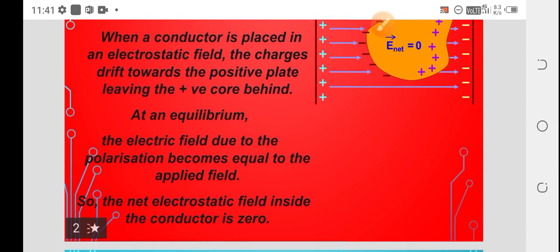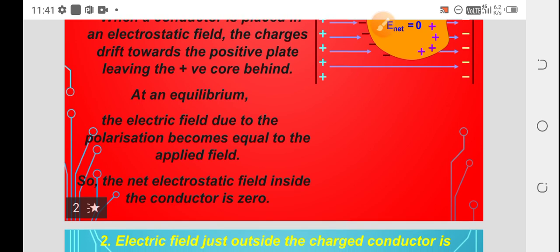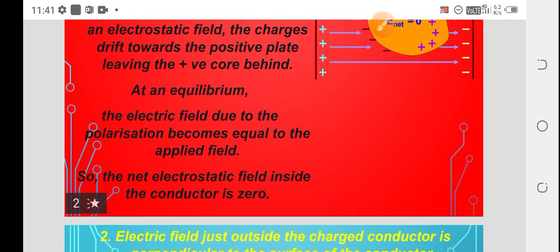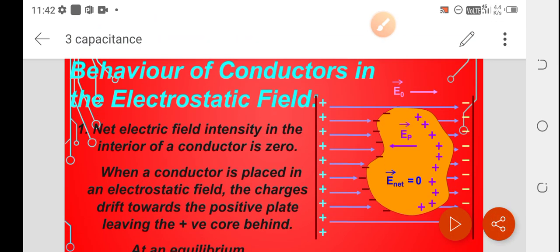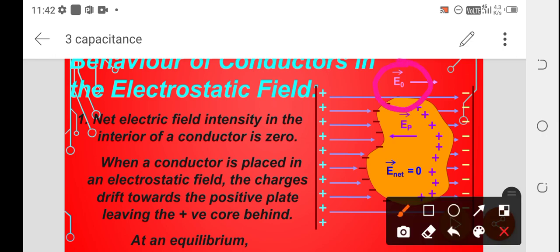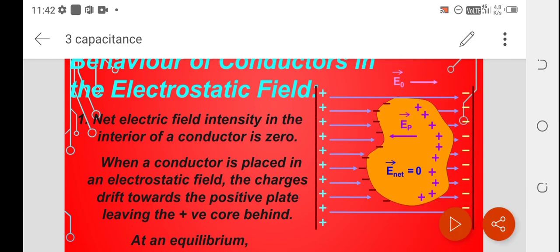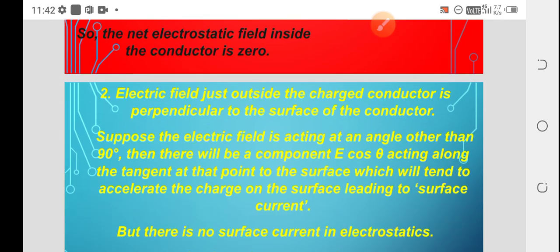So here, at equilibrium, the electric field due to the polarization becomes equal to the applied electric field. You can see, this is the applied electric field, and this is the electric polarization. The electric polarization and applied electric field both will be equal, then the net electrostatic field inside a conductor is zero.